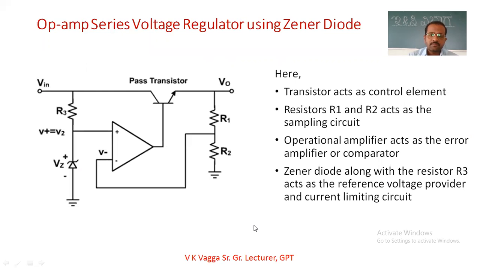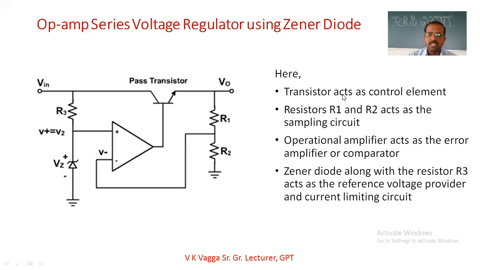Okay, if you take one more circuit, it is an op-amp series voltage regulator using the zener diode. It is also one of the examples of a voltage regulator circuit. It is implemented with the transistor here, acting as the pass transistor, which is used as the control element.